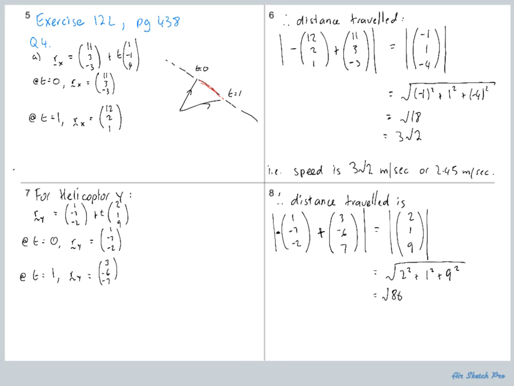And again, we can conclude, i.e. speed is the square root of 86 meters per second, or what have I got here? 9.27 meters per second to 3 significant figures. Right, I'll need to move slides in a second to do the next 2 parts in 5 minutes, which I can do. Does anyone have any questions before I move on?